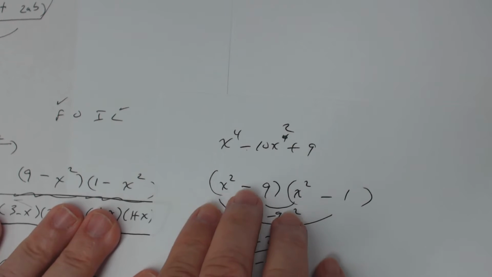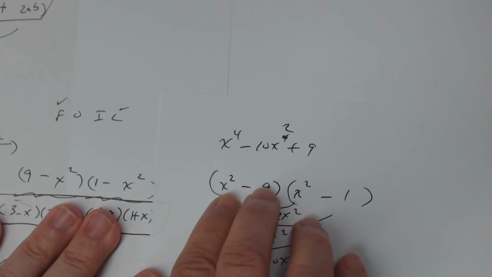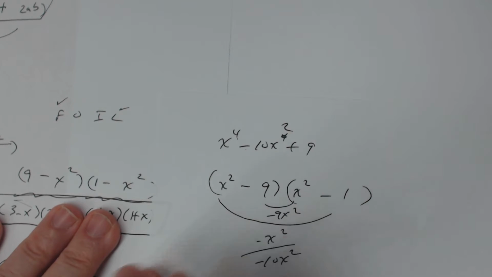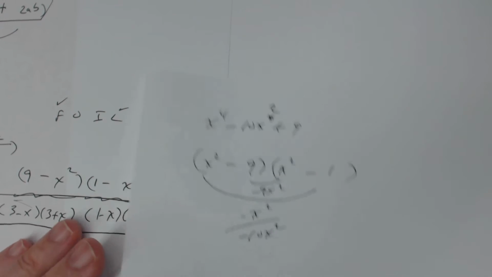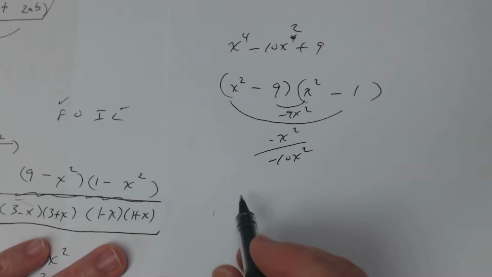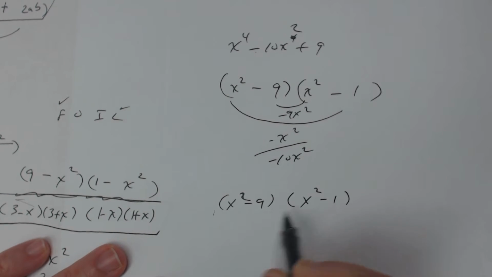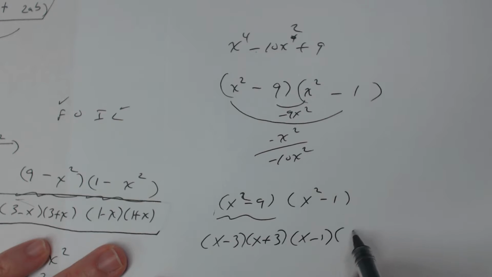Nothing wrong so far, but you still got to go further with this because this is the difference of two squares and that's the difference of two squares. So this x squared minus 9, I'm going to go ahead and rewrite it, times this x squared minus 1. So this becomes x minus 3, x plus 3. This becomes x minus 1, x plus 1. And so that's your answer.